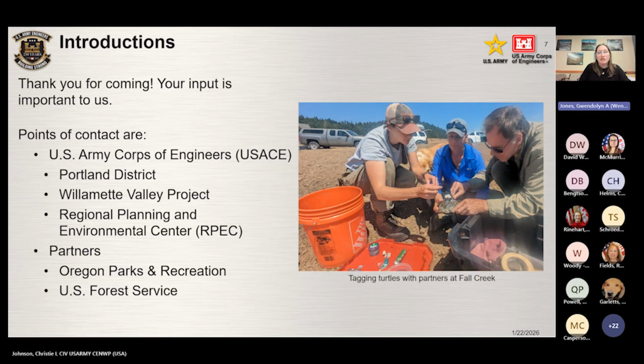For the Army Corps of Engineers, we have several members of the team on the call today. We're representing 3 different offices coming together to work on this master plan revision. Specific to the lakes in the Middle Fork Willamette Basin, we have Oregon Parks and Recreation, which manages a number of the recreation areas at Fall Creek and Dexter. And the U.S. Forest Service is another key partner that manages recreation sites at the upper half of Lookout Point and at Hills Creek.